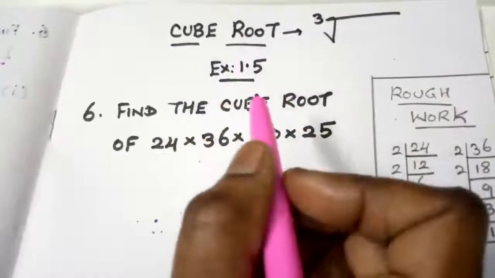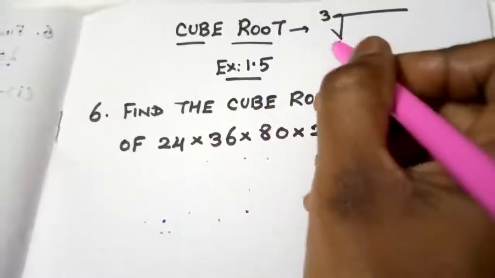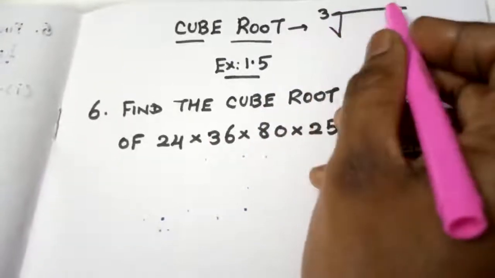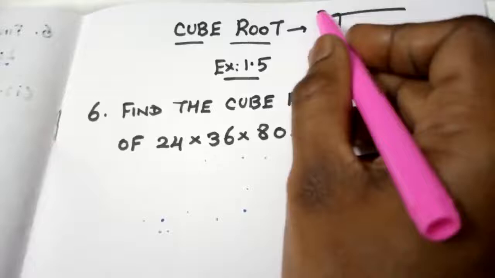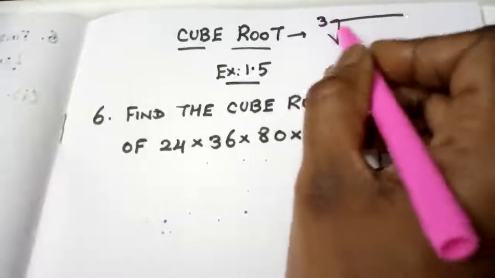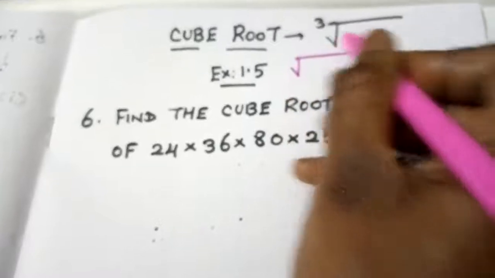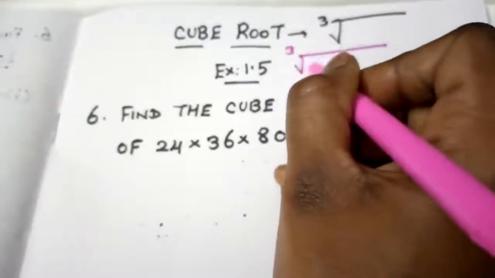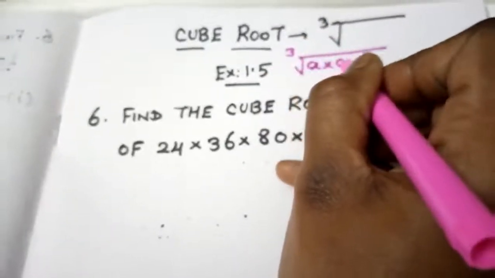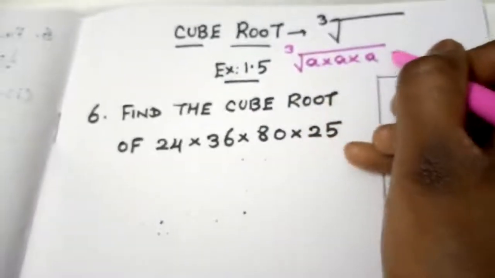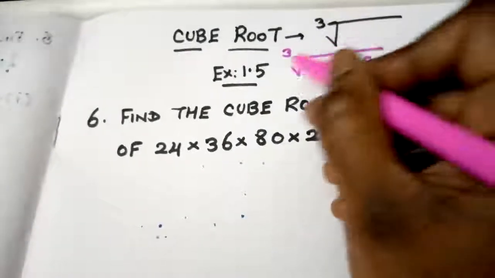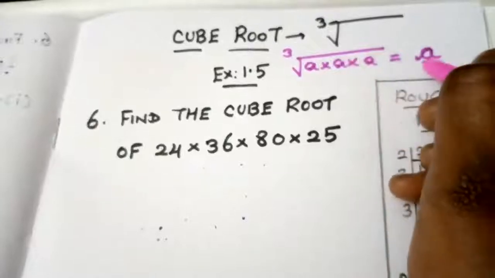What I am going to do is give you an example. Cube root, same square root symbol, but by the side I will be writing it as 3. This is the meaning of cube root. I am just going to give you a formula like this. Cube root of a into a into a, if the number is repeated 3 times, I can write it one time as a without the cube root. So keep this as a formula.